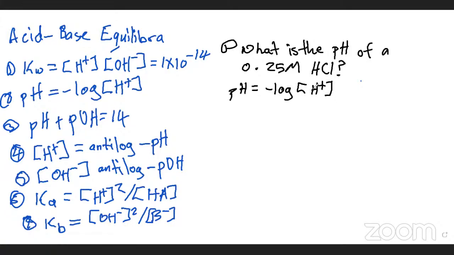The reason why we can do this is that strong acids completely ionize in solution. So whatever the concentration of your strong acid, that will also be the concentration of the hydrogen ion. That is why we can just plug it into the formula. It would be equal to negative log 0.25.